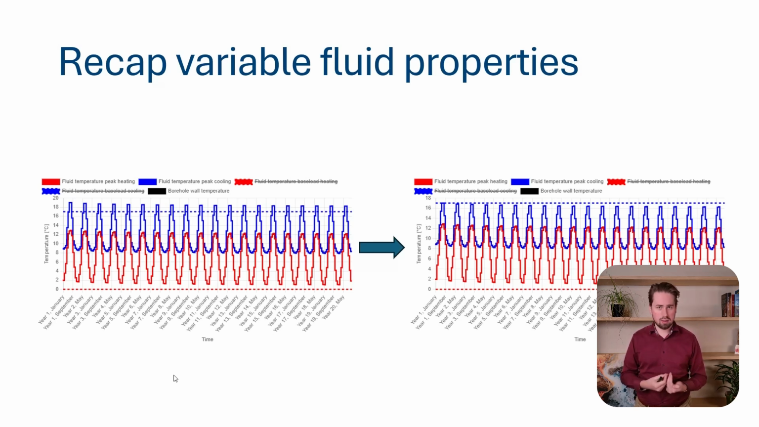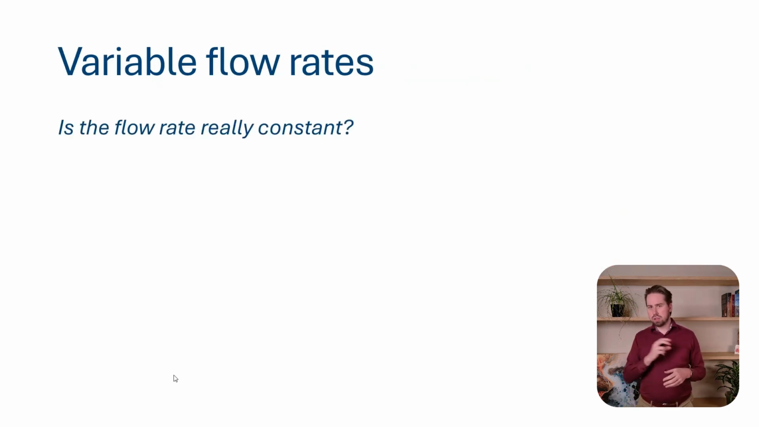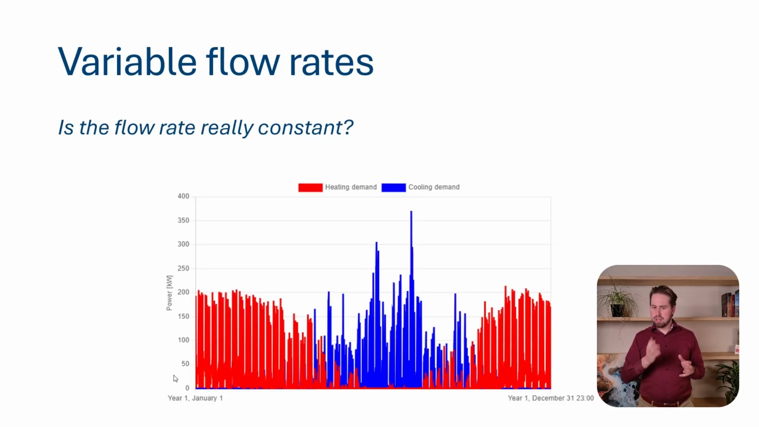So this already showed that the step we took in summer was an important one, especially when we were dealing with cooling. Now today we're going a step further than that, because we're tackling the other assumption in the Reynolds number. Is the flow rate really constant? Because let us take a look at this hourly demand profile of an office building. And what you can see here is that the power fluctuates somewhere between 20 kilowatts, 50 kilowatts and 350 kilowatts for cooling.